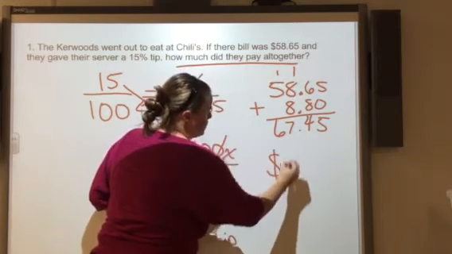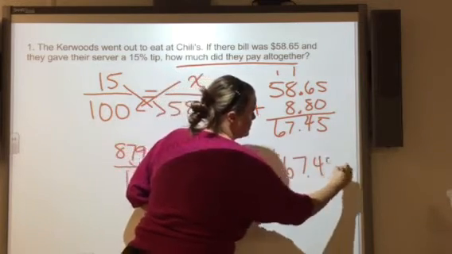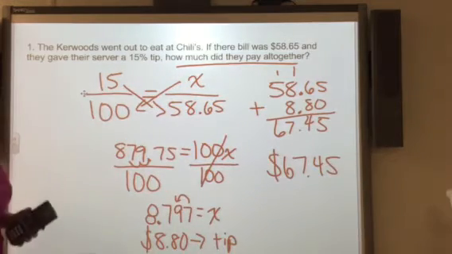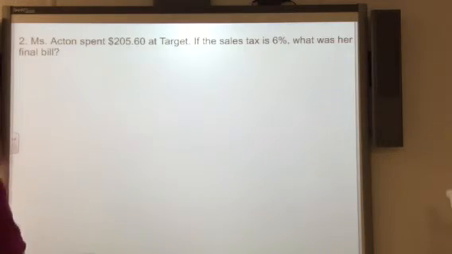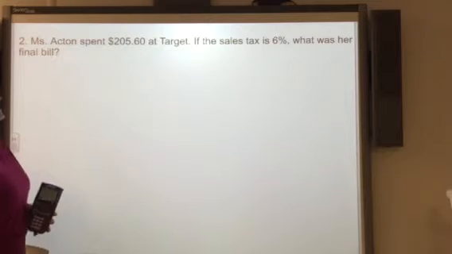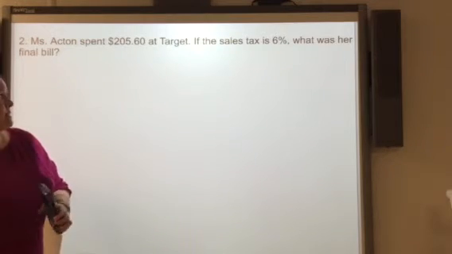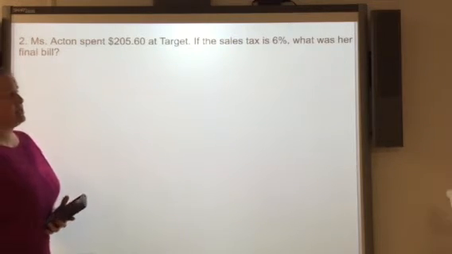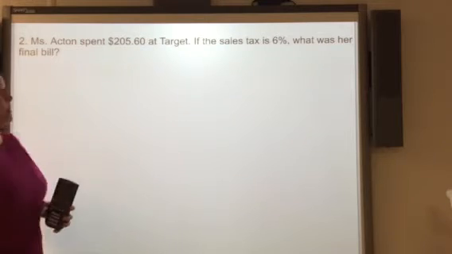So the total value will be $67.45. Number 2, Miss Acton spent $205.60 at Target. If the sales tax is 6%, what was her final bill?